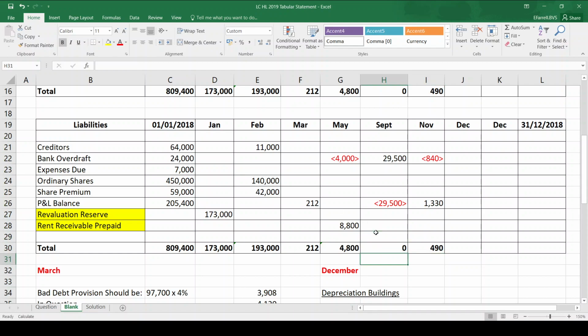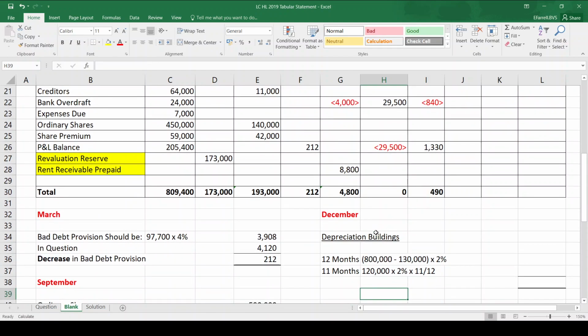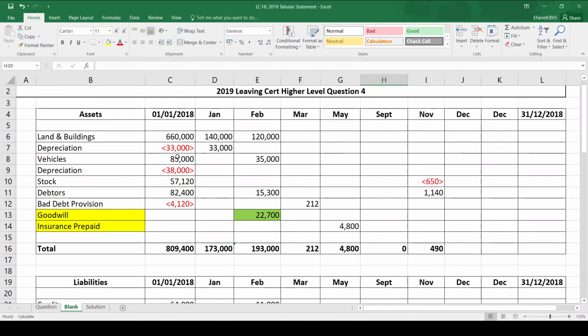So the depreciation of buildings. Now, if I go back up and look at my buildings, the land and buildings was 660 at the start. Then at the 1st of January, I got land and buildings for 140. And because that was at the 1st of January, they were revalued at the 1st. So there were 800,000 for the full year. And then at the start of February, I got additional buildings of 120,000, but I didn't have them for the full year. I only had them for 11 months.